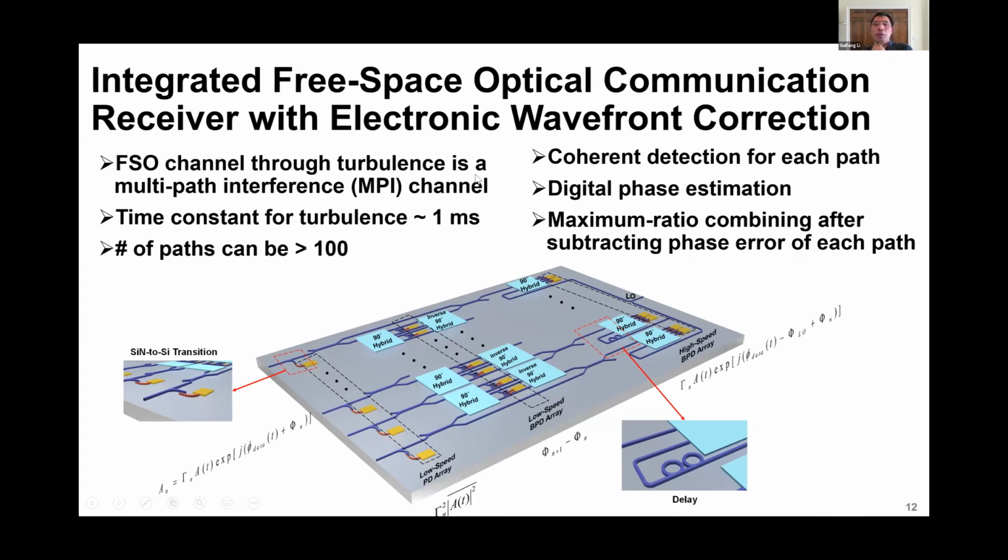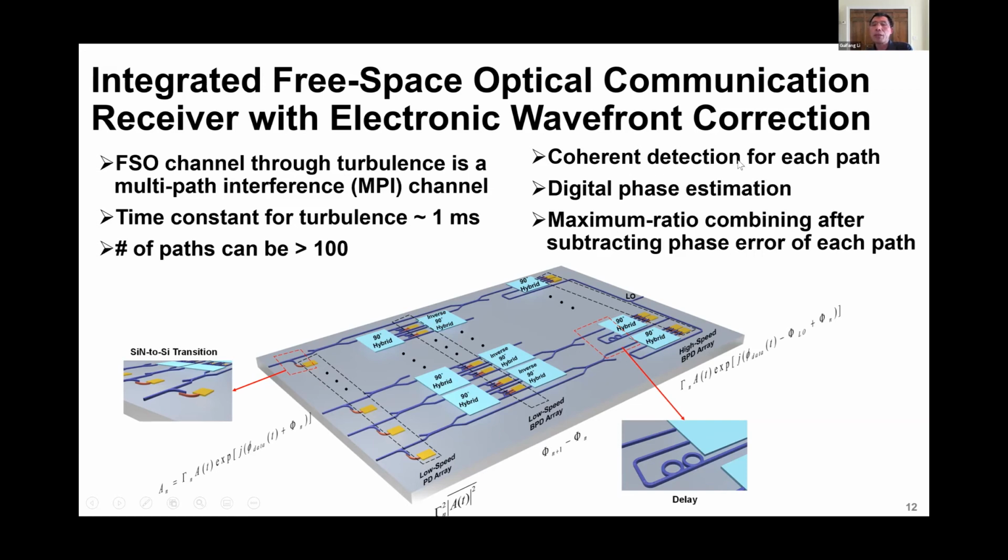So our proposal is to do coherent detection for each of these paths, and then do a digital phase estimation. These are all terminologies that I think electrical engineers are very familiar with. And then we do maximum ratio combining after subtracting these phase errors. So that's how we do electronic wavefront correction.